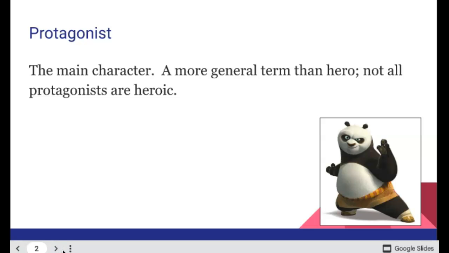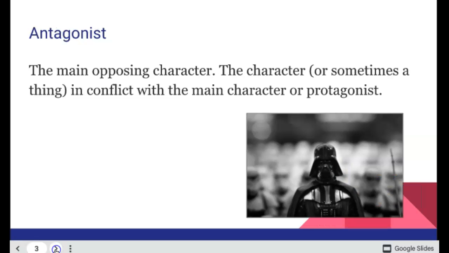Okay, so some key terms here. The protagonist is what we would call the main character. And notice that I put here that not all protagonists are heroes. Not all protagonists are heroic. They often are people that we cheer for, but not necessarily what we would call a hero. So protagonist is just our main character.